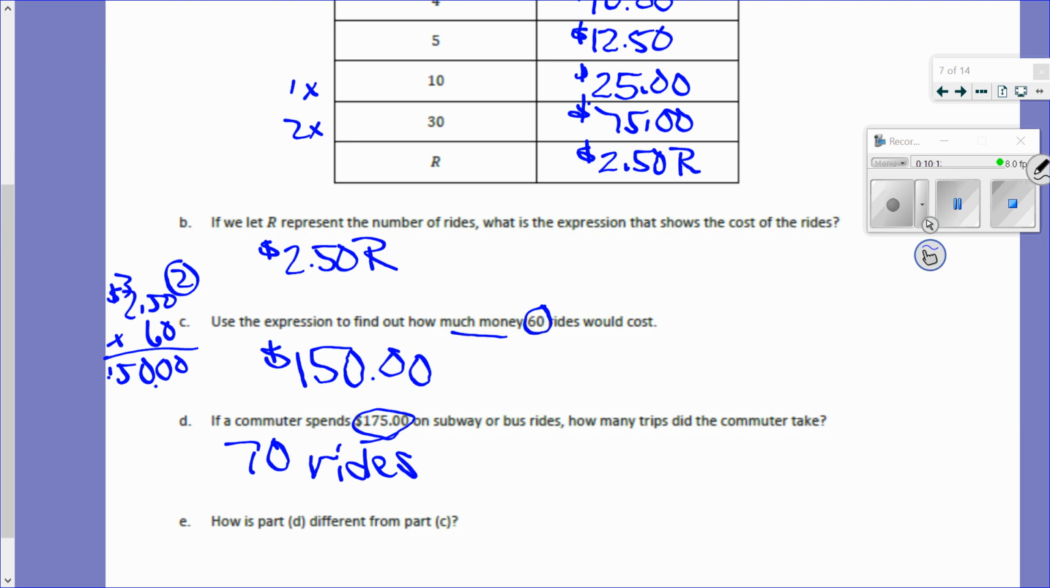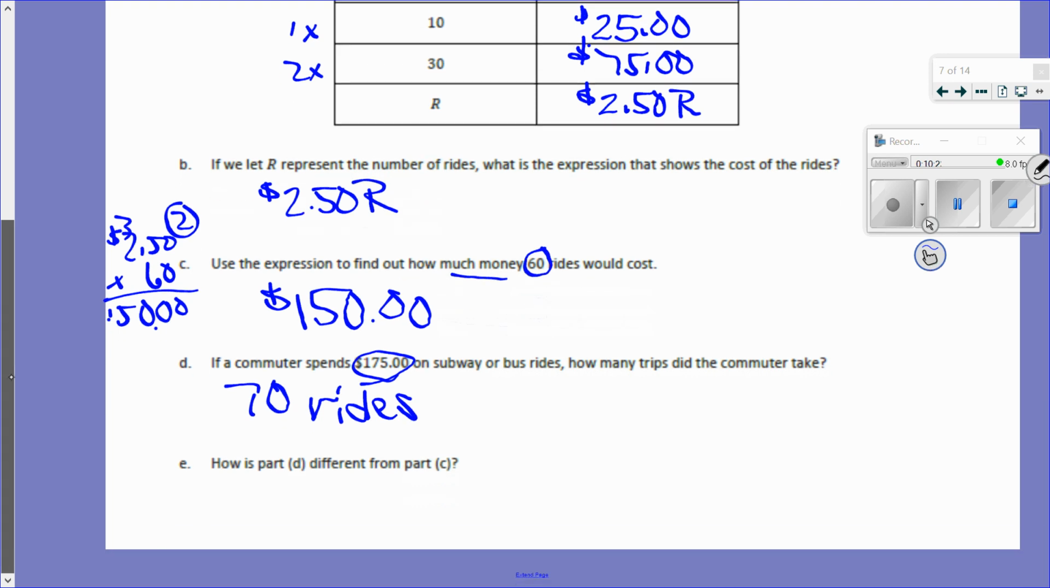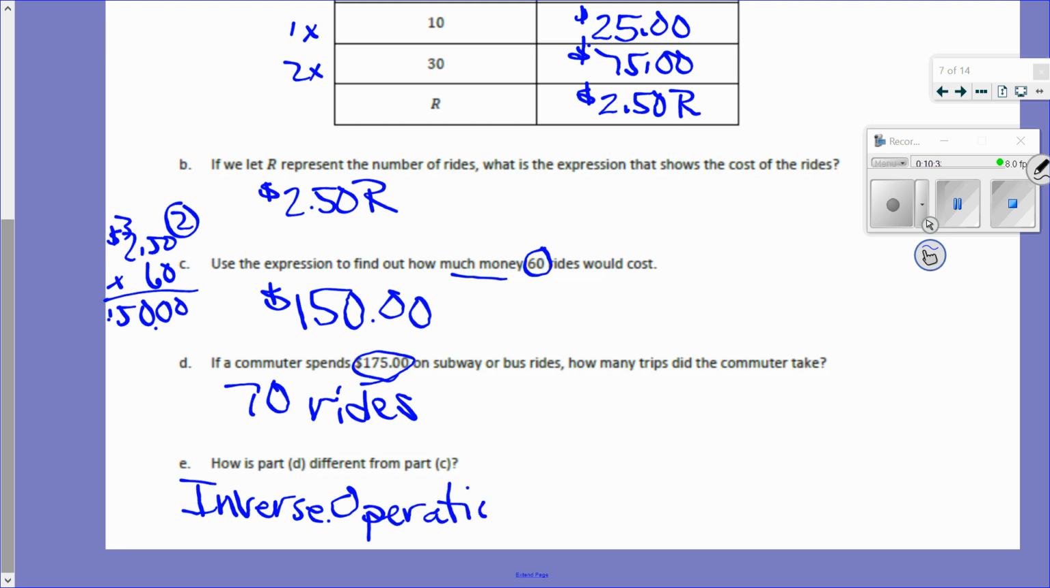Does everybody understand how I use my table for that? Yes. The other option would just take 175 and divide it by 250. You'll come to the same answer. How are part B and C different? Inverse operations. I thought multiply versus divide, which is inverse operations. So if you did multiply versus divide, that's the same thing.